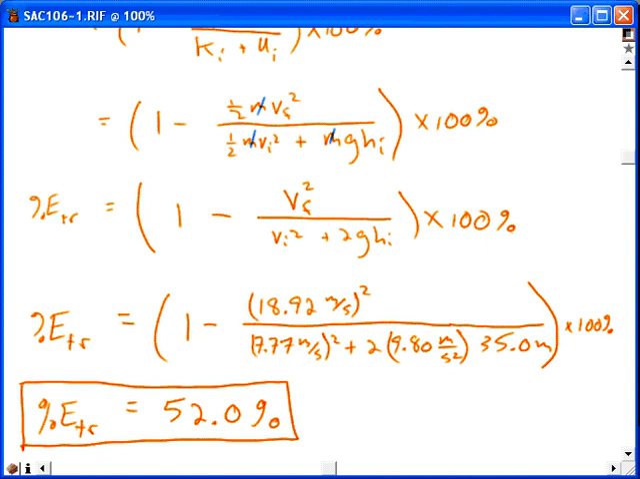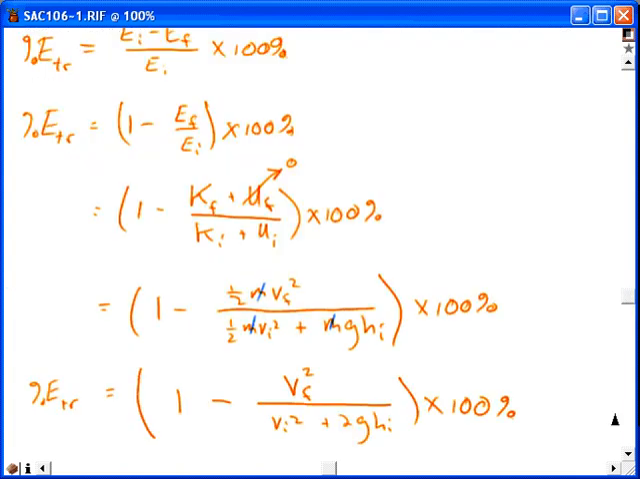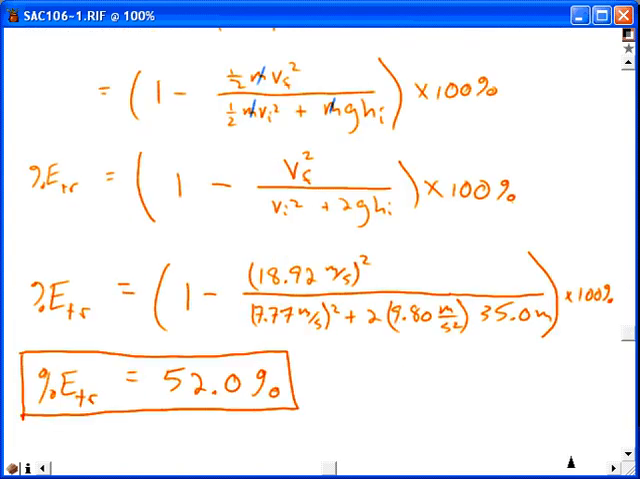And I believe that's what they wanted. What percentage of the object's initial mechanical energy is either transferred or transformed? And that's what we found.